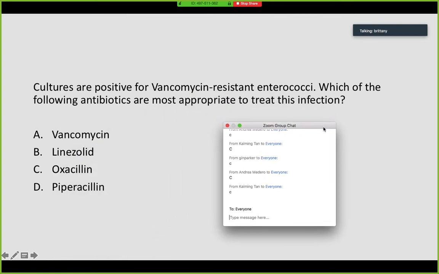Cultures are positive for vancomycin-resistant enterococci. Which of the following antibiotics is most appropriate to treat this infection? Right, good job. Linezolid.